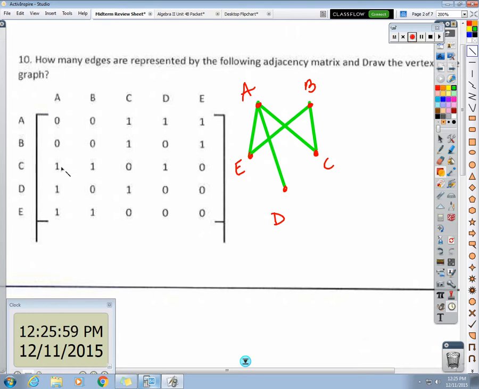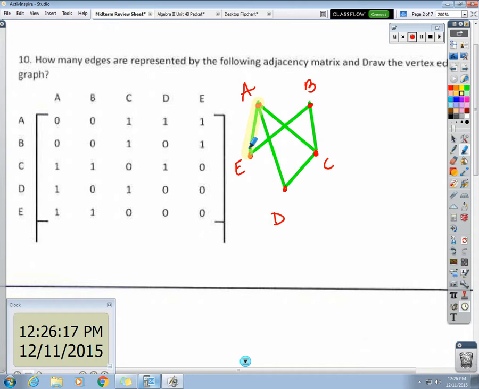C connects to A and B. A, B, those were already done for us. And C connects to D. D connects to A, which is already done. D connects to C, which is already done. E connects to A, already done. D connects to B, already done. So, how many total edges did we end up with? 1, 2, 3, 4, 5, 6.